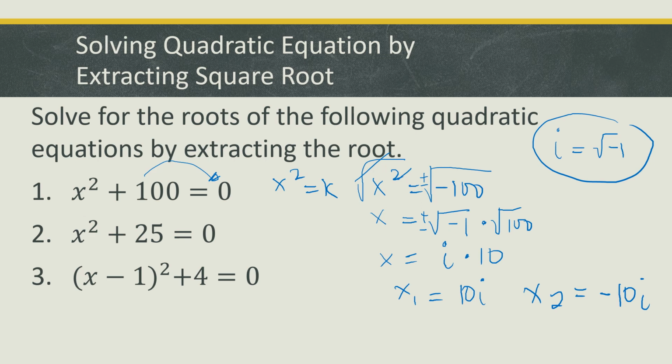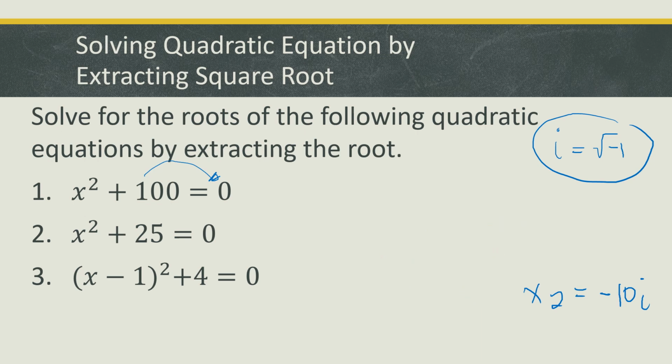Let us try example number 2. Example number 2 is x squared plus 25 is equal to 0. Again, change it first into x squared is equal to k form. That the first thing that we need to do is to transpose positive 25. That x squared is equal to negative 25. Same thing, extract the square root of both sides. Cancelled out, we have a positive and a negative square root of negative 25. But we do not have a square root of a negative number.